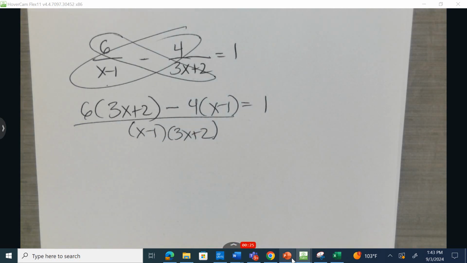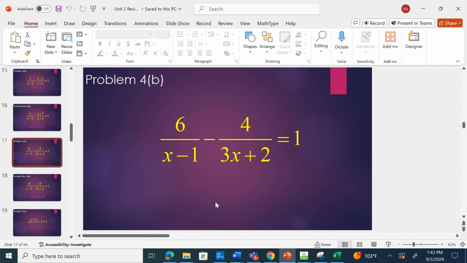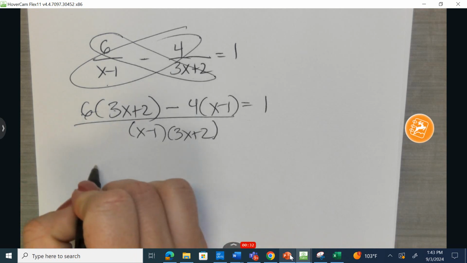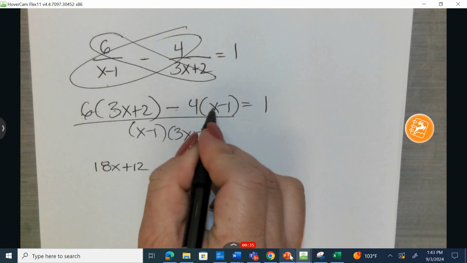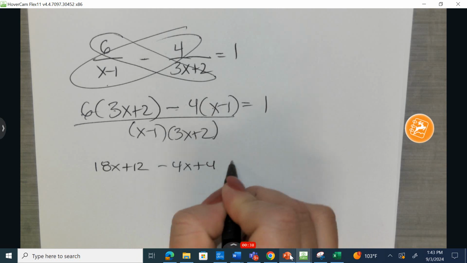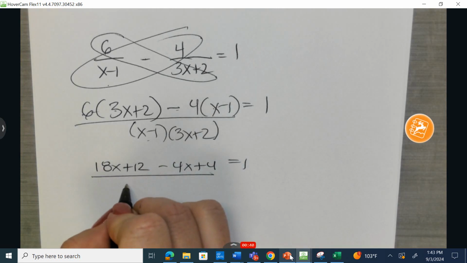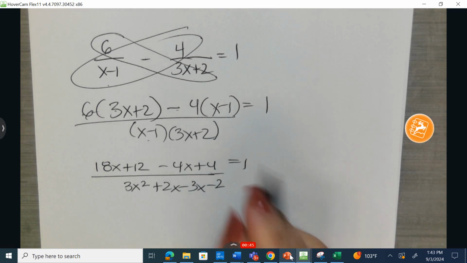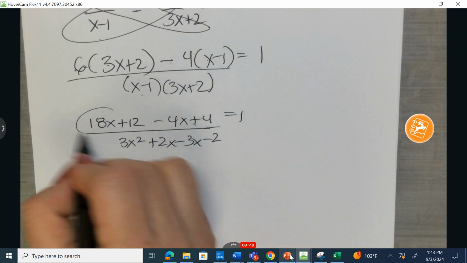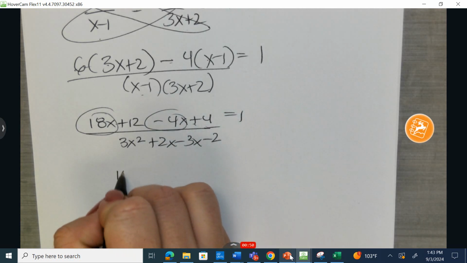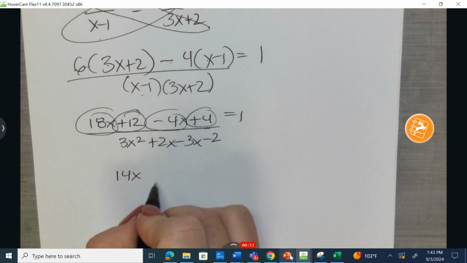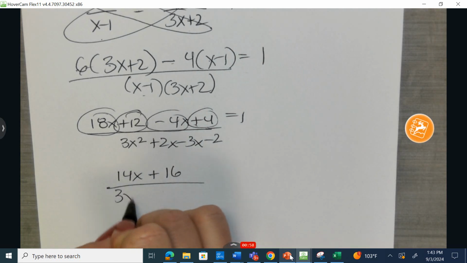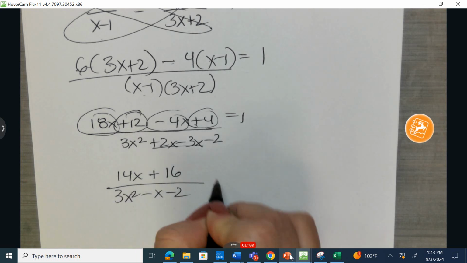I'm going to glance back just to make sure that I did write this down correctly. That all looks good. Okay, coming back here, I'm going to distribute the 6 to get 18x plus 12. Distribute the negative 4x, I have negative 4x plus 4. And on the bottom, when I FOIL, I have front, outside, inside, and last. Combining like terms in the front top, 18 minus 4 is 14x. 12 plus 4 is going to be 16, all over 3x squared minus x minus 2 equals 1.